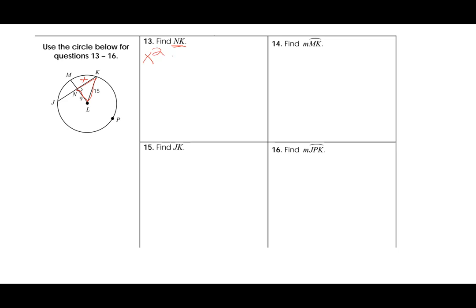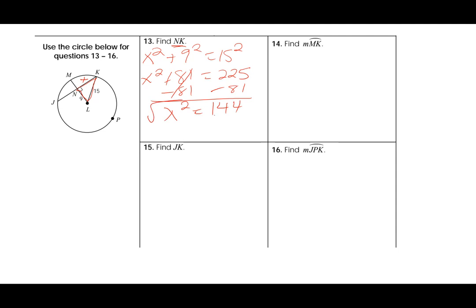So x squared plus 9 squared equals 15 squared. So x squared plus 81 equals 225. Subtract 81. We get x squared equals 144. And then take the square root on both sides. We get x equals 12. Therefore, NK equals 12.